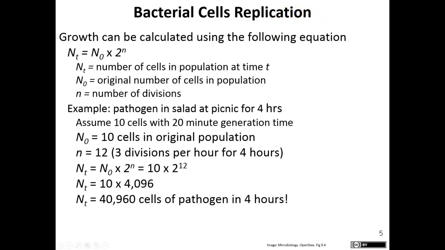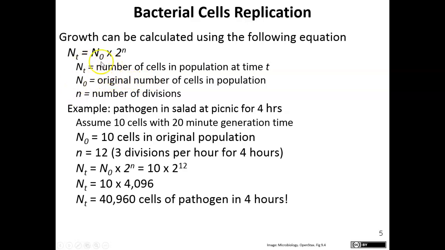So let's look at that. Here we have the growth calculation. Growth can be calculated using this equation, N sub t, which is the number of cells in a population at some given time t. So this would be the number of cells in the potato salad when you checked it, and there was 40,000. Equals N sub zero, or N₀. This is the original number of cells. So this would be that 10 cells were the original number of cells that were in the potato salad.